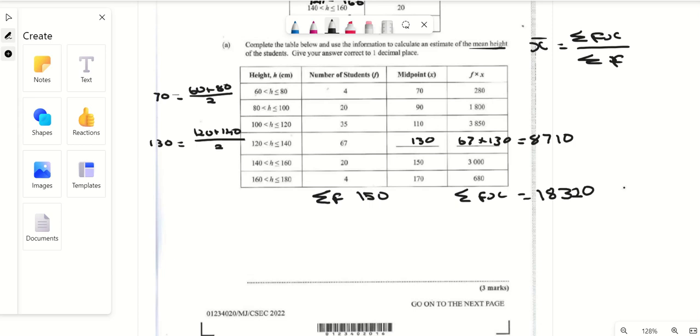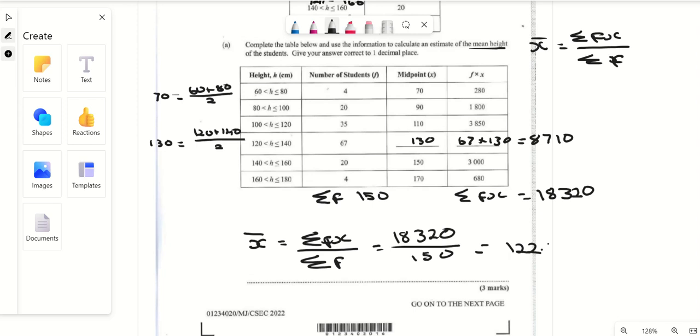Now, mean and average is the same thing, so we know that the formula for mean or average, the average, that is this line above, this means average, right? Would be the summation of f of x divided by the summation of f, which is 18,320 divided by 150, which is equal to 122.1, right? They said to one decimal place. So 122.1 to one decimal place. And that is your answer for this question.